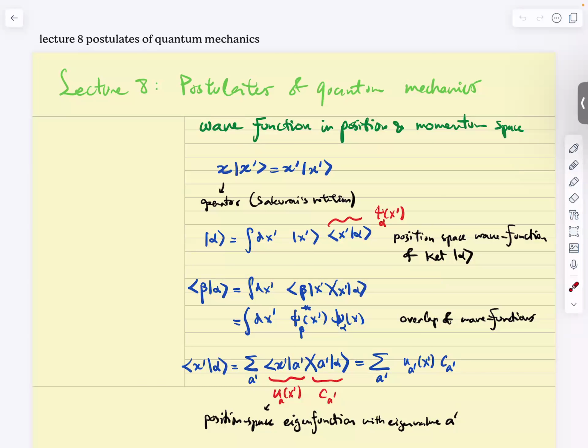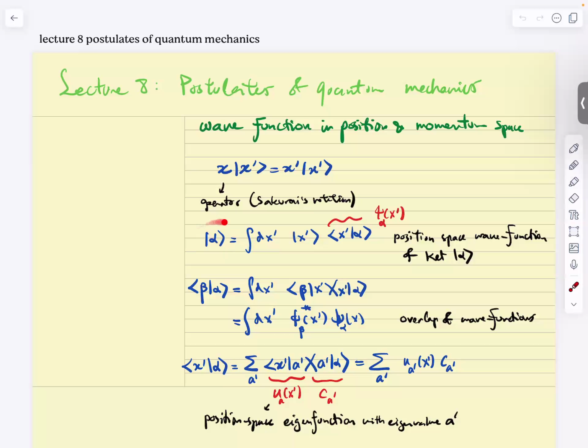All right, so here is Sakurai's notation. I repeat again. X is an operator. X prime is a number, right? So eigenket X prime. So this is the eigenvalue problem for X. And we said X has continuous spectrum. It's a Hermitian operator that corresponds to the position observable, measuring position.